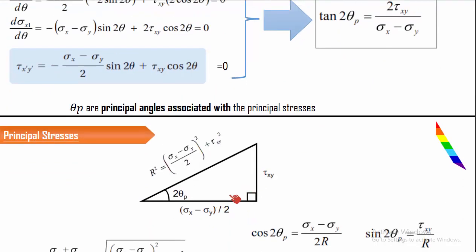If this is the opposite and adjacent value, we all know how to define the resultant or the hypotenuse. So the hypotenuse value r will be nothing but root of ((sigma x minus sigma y) by 2) the whole square plus tau xy square. This is very simple mathematics. There is nothing big in this.